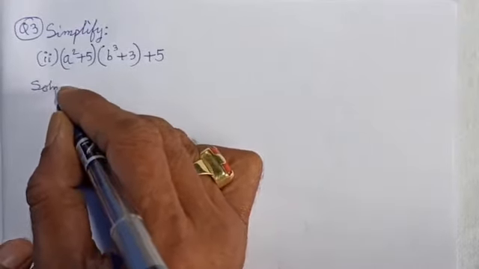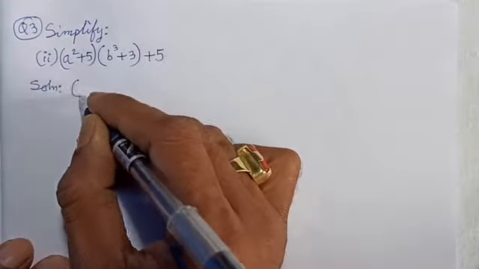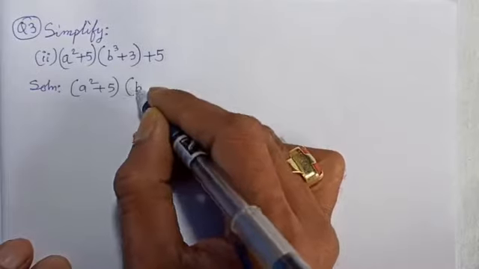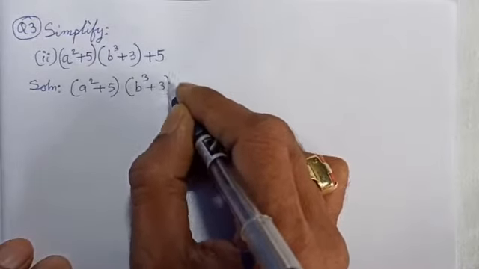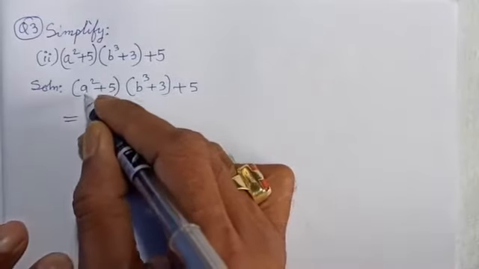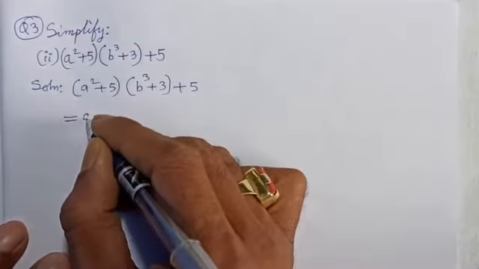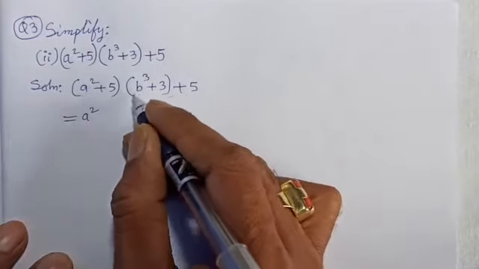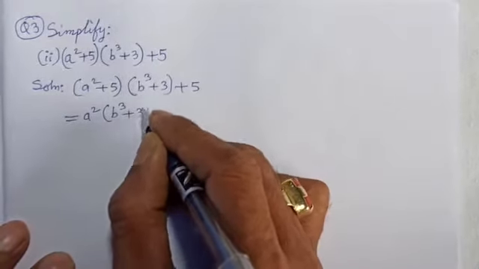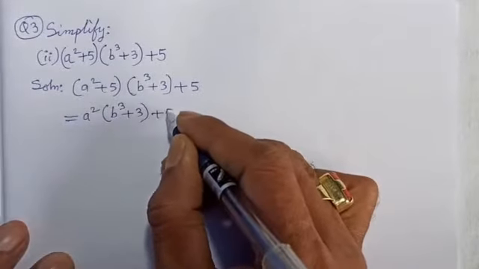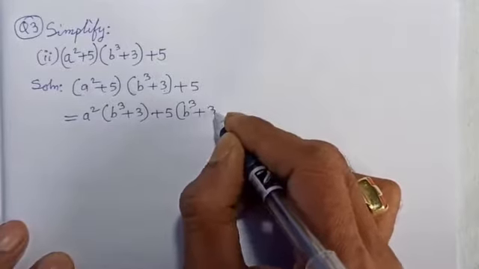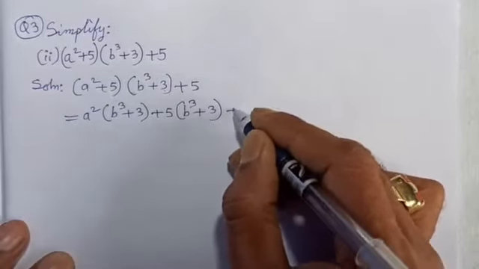Now solution. So copy the question: a square plus 5 into b cube plus 3, plus 5. Okay, now next step. Here the first term is a square. This a square will multiply this bracket b cube plus 3. Next, plus 5 will multiply this bracket b cube plus 3. Next is plus 5, so plus 5.